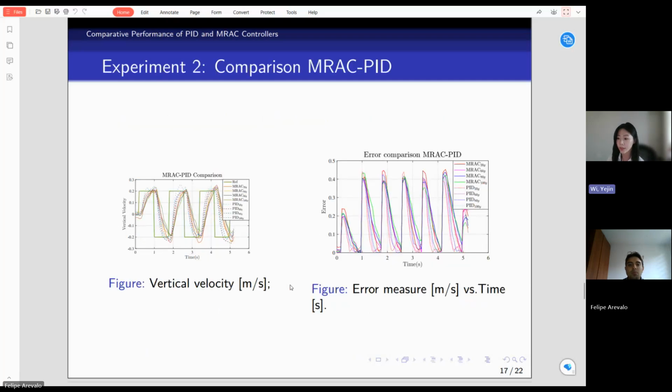So both controllers were tested by gradually adding weights from 20 to 100 grams with the same injected reference signal to verify the robustness of both controllers.